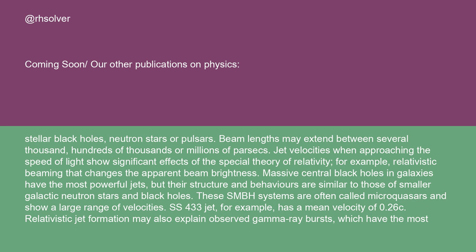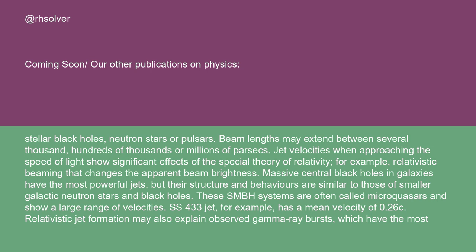Jet velocities when approaching the speed of light show significant effects of the special theory of relativity, for example, relativistic beaming that changes the apparent beam brightness. Massive central black holes in galaxies have the most powerful jets, but their structure and behaviors are similar to those of smaller galactic neutron stars and black holes.